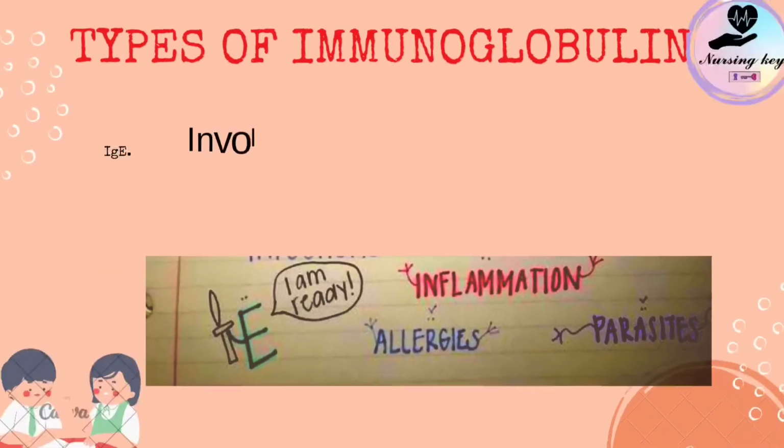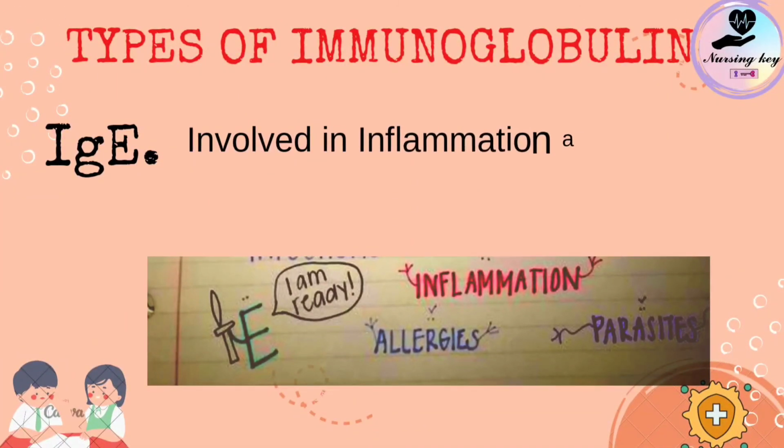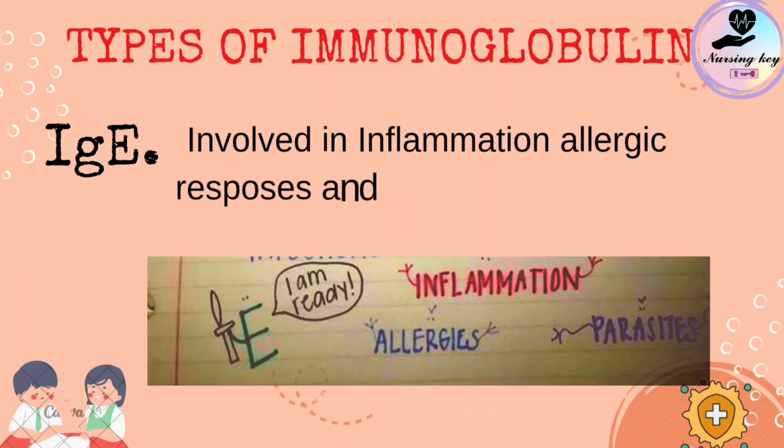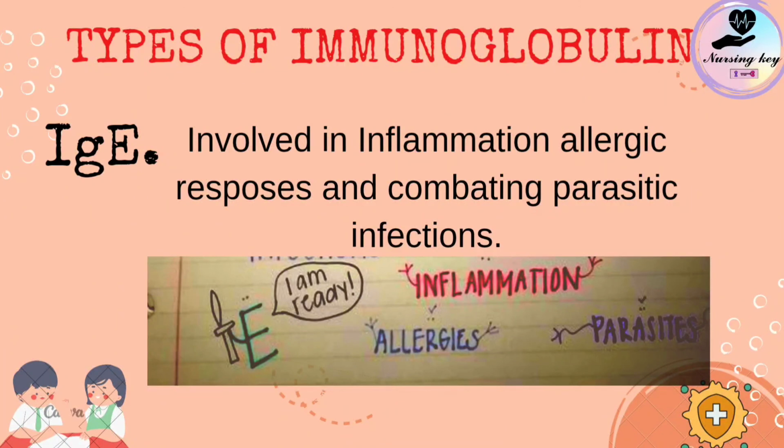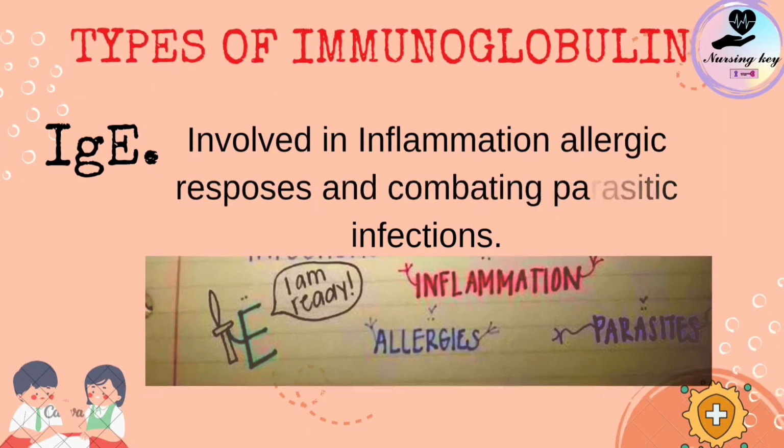And the next is IgE. It is involved in inflammation, allergic responses and combating parasitic infection. These antibodies are found in the lungs, skin and mucous membranes. IgE antibody levels are often high in people with allergies. Last but not least, that is not in the slide, IgD. These antibodies are found in small amounts in the tissues that line the belly or chest.